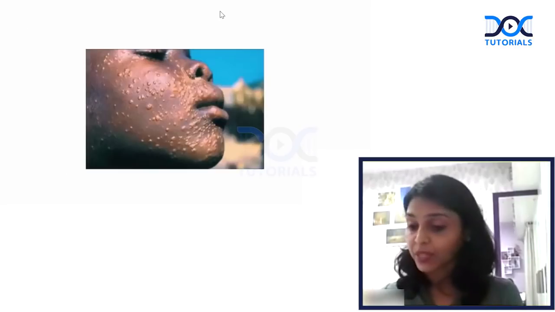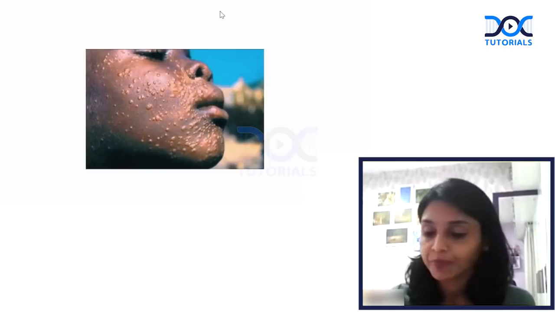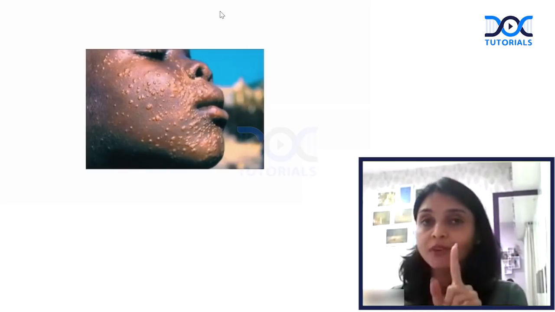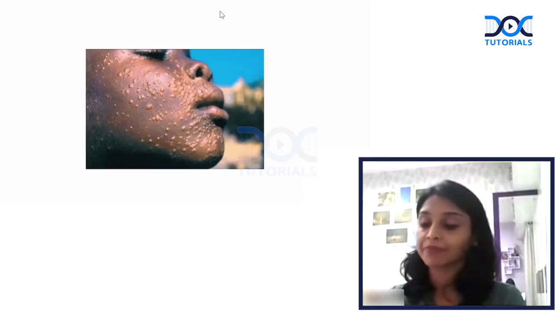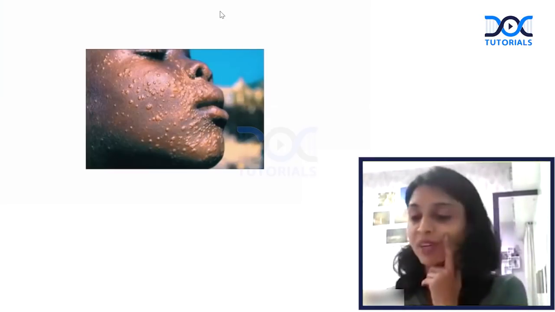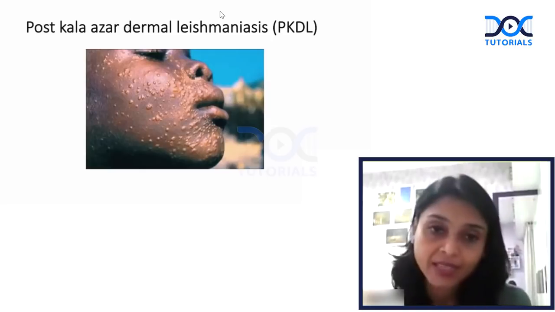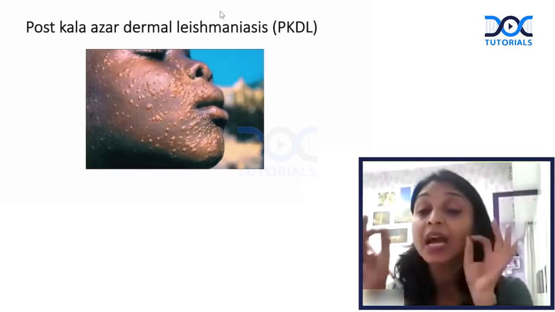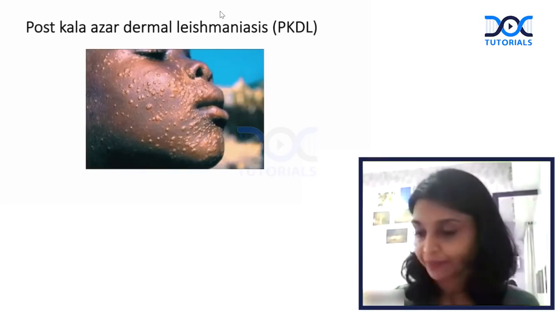Now, the next MCQ was a previous image-based question. Can anyone tell me what it is? I hope you are seeing it now. A previous MCQ from leishmaniasis, which was an image-based question. What is this? Very good, Raja. PKDL. What is it? Post-Kala-Azar dermal leishmaniasis. Keep this picture in your mind. You can expect this as an MCQ, which has come already.